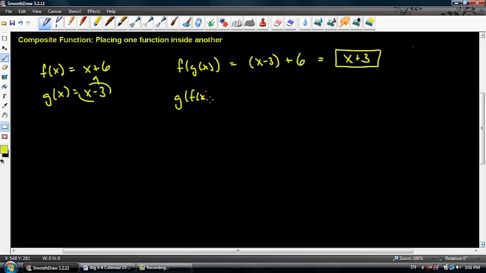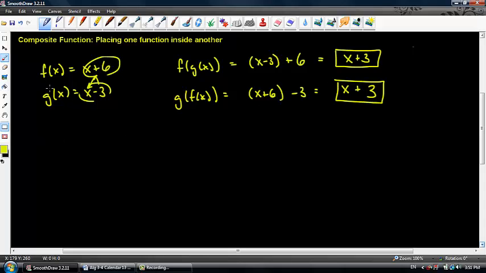G of f of x is going to be the opposite. Take this and put it in here. That is x plus 6 minus 3. And what that is, that's x plus 3. Wow, same thing.